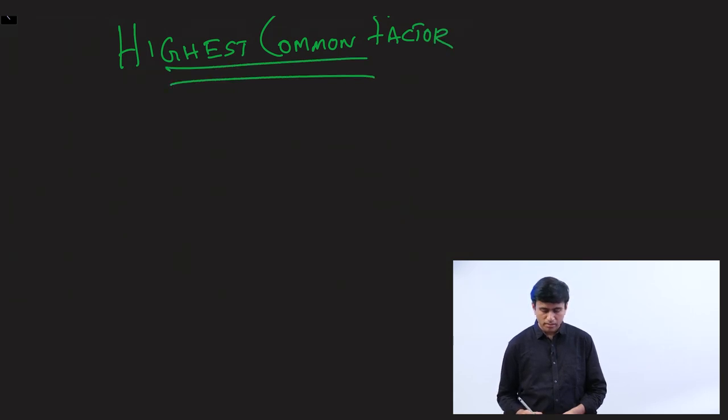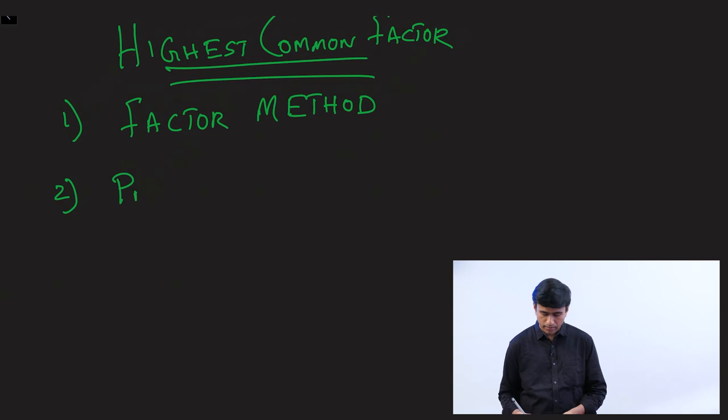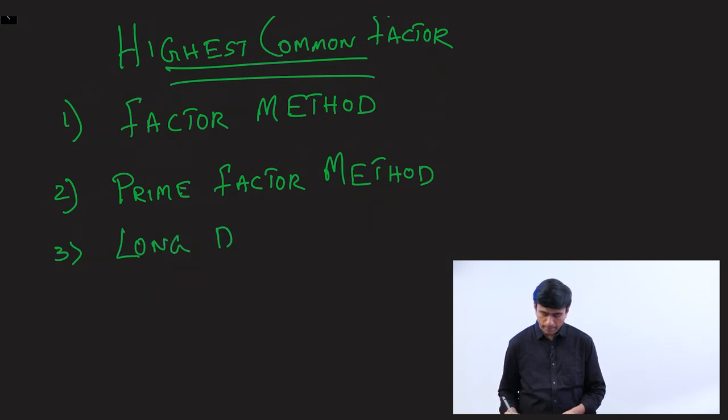There are three methods to find HCF of given numbers. First method is called the factor method. The second method is called the prime factor method. And the third method is called the long division method. Let's look at each of these methods. Let's start with the factor method.